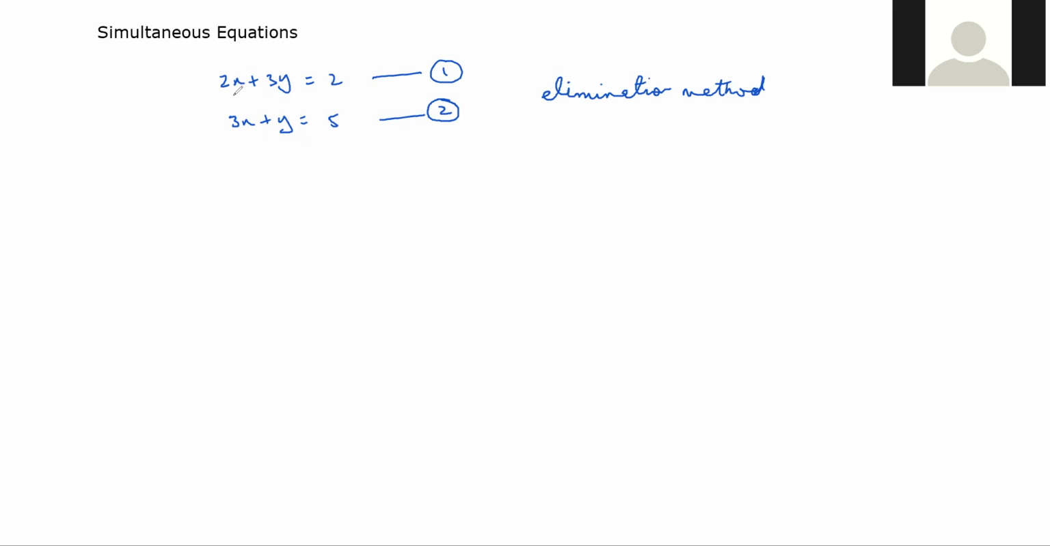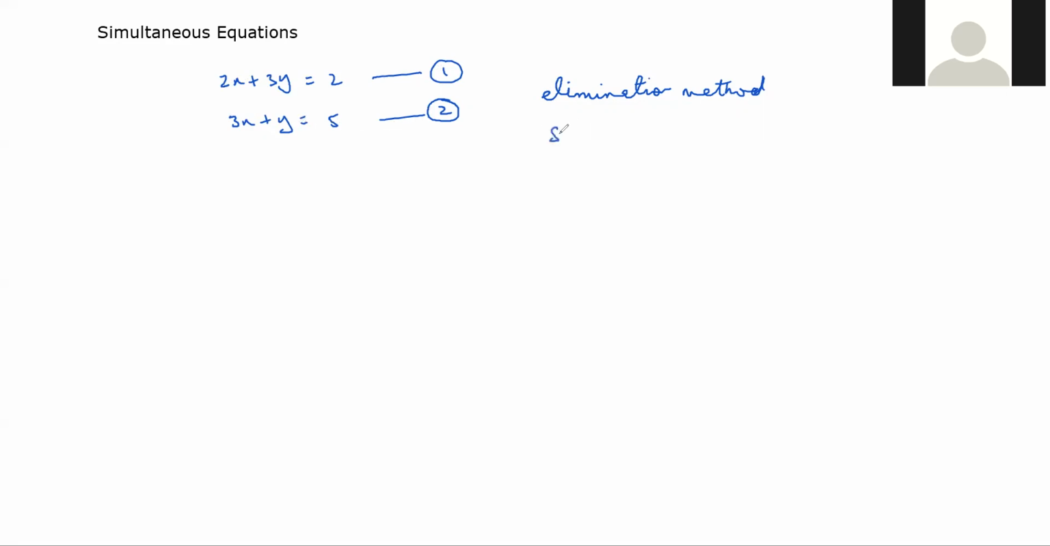In the elimination method, what do you do? You try to make the coefficients the same, like 2 or 3. You will multiply this equation by 3 and you will multiply this equation by 2. Both will become 6, and then you will subtract them. So that is the elimination method.